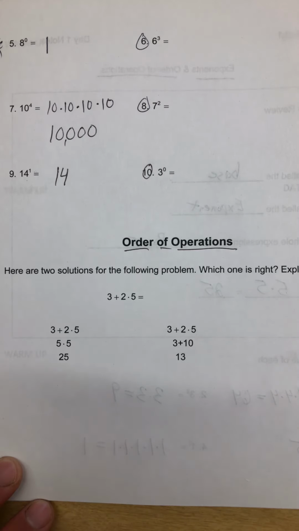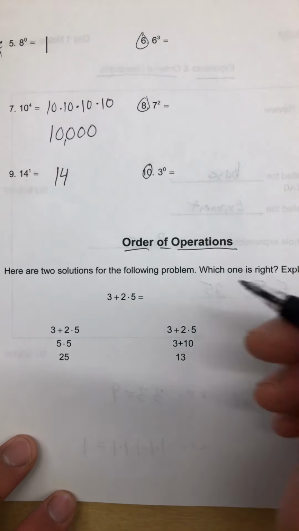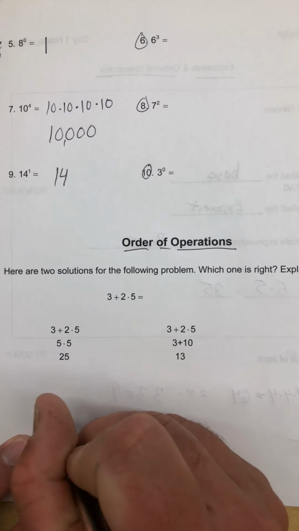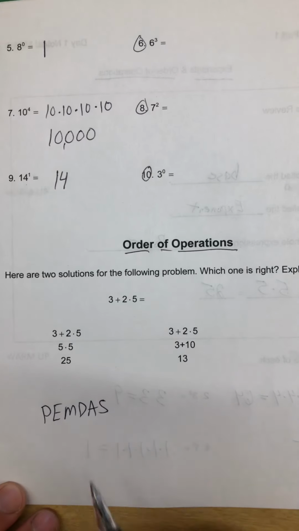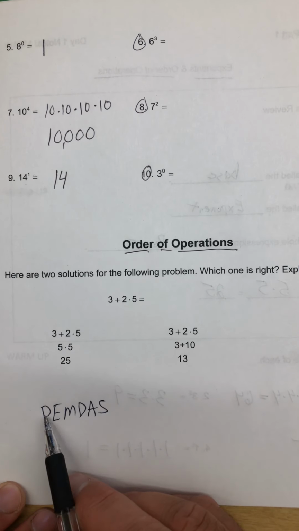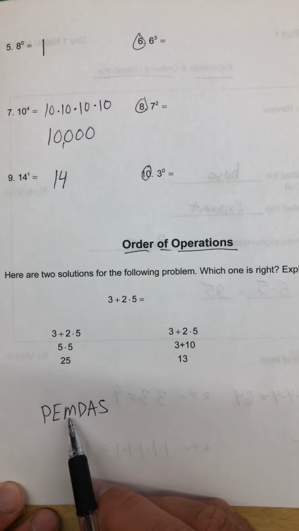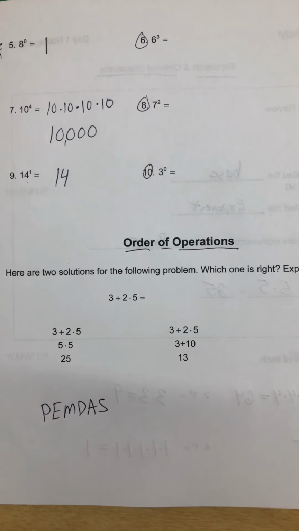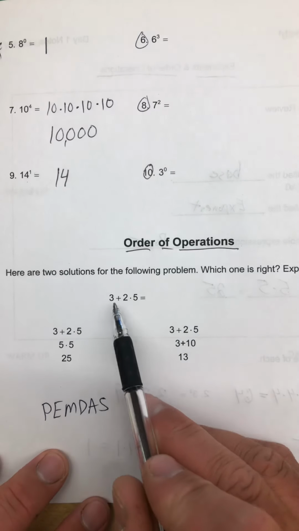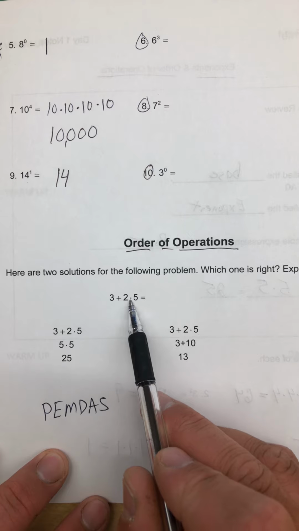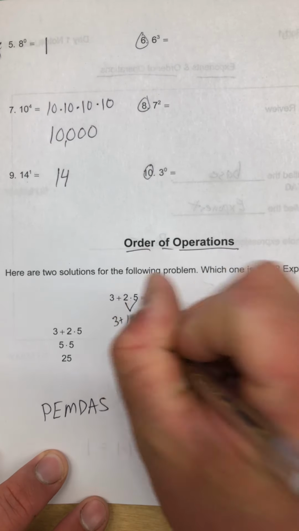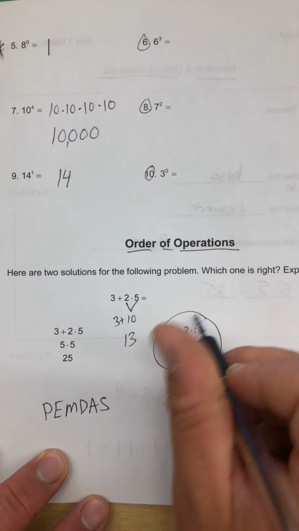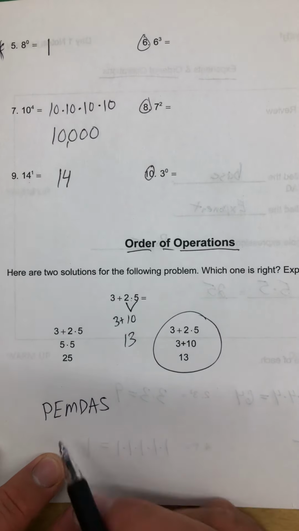Which one is correct? Following PEMDAS, you may remember, please excuse my dear Aunt Sally, this is your order of operations: parentheses, exponents, we'll talk about this on the next page, then multiply, divide, add, subtract. So what we should have done on this question is multiply before you add. So this should have been 10, which makes 13, so this one's correct. Let's talk about this PEMDAS a little bit more.